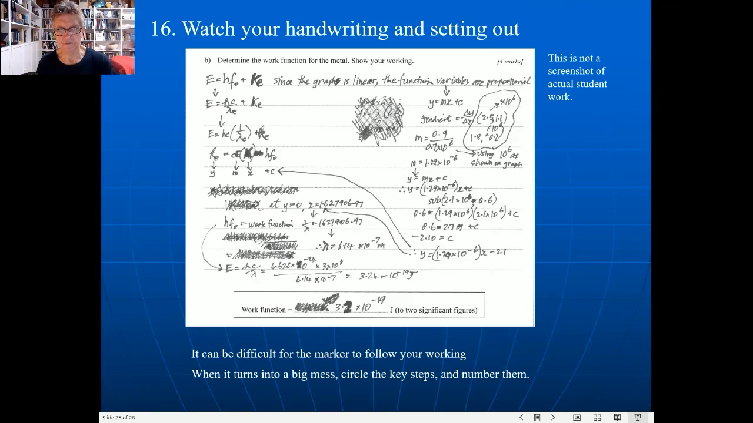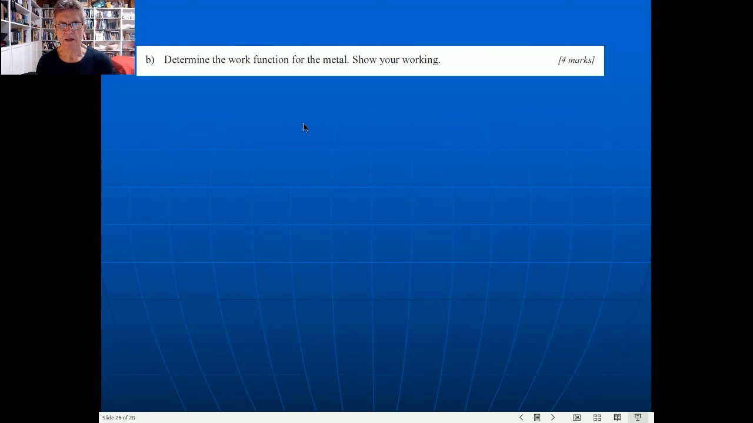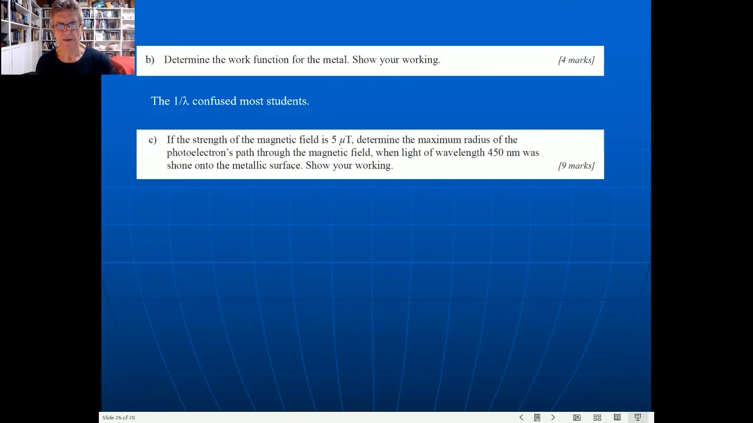I've just said when it turns into a big mess, you might like to label the key steps, number the key steps so a marker can follow it through. Okay. That one was about the work function for the metal. This is going back to that earlier slide about the 1 on lambda. This is another one.